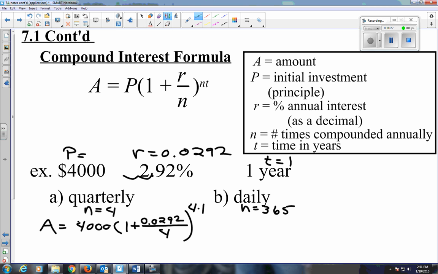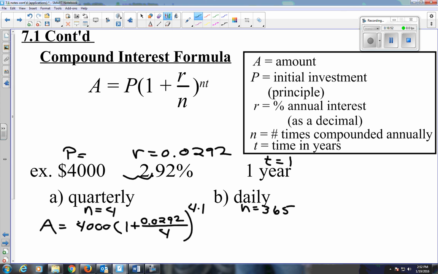0.0073. I'm going to add 1. So I say plus 1, enter. I'm going to raise all that to the 4th power. So raise to 4th, enter. I got 1.0295 and so on. And now I take all of that times 4,000.